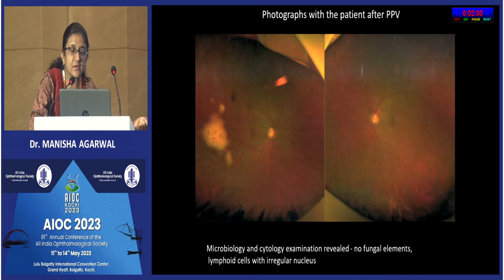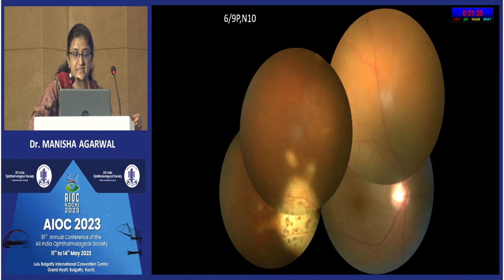So, this patient apparently was carrying these photographs with him, where the right eye apparently had the subretinal yellowish exudation, which was diagnosed as an endogenous endophthalmitis, keeping in mind that the patient had a history of COVID and was on long term oral steroids. The left eye apparently was quite normal. And the microbiology and cytological samples showed that there were no fungal elements; lymphoid cells with irregular nuclei apparently were seen. So this is how the patient presented to us.